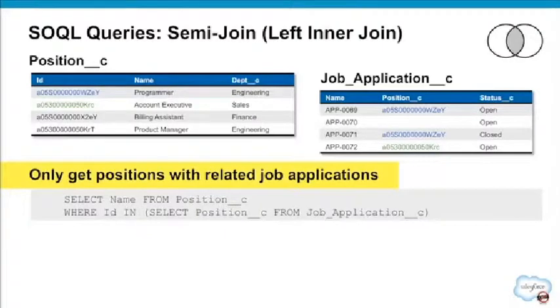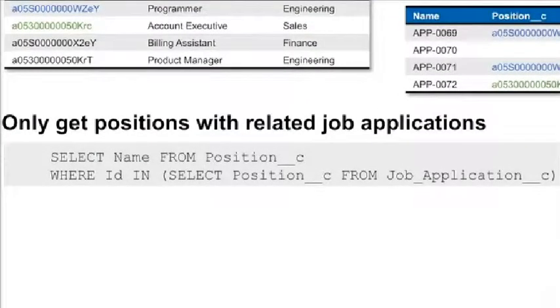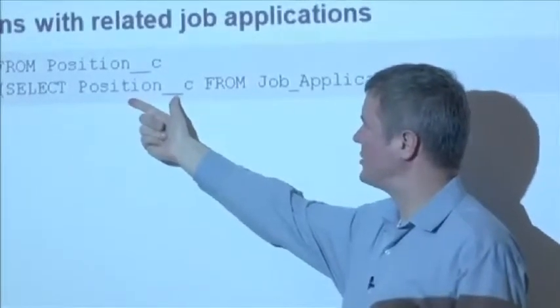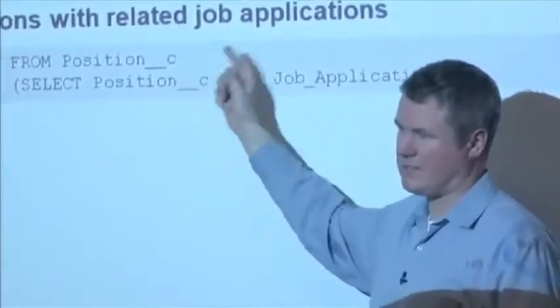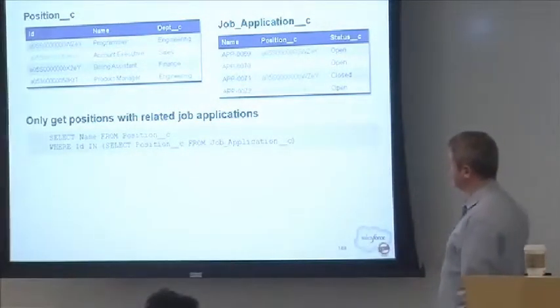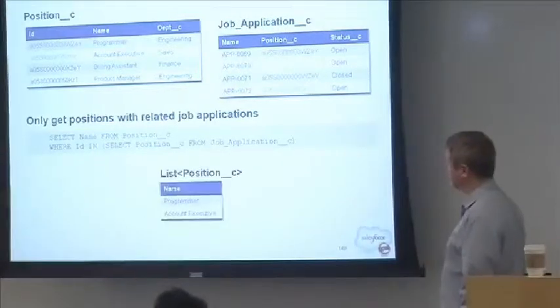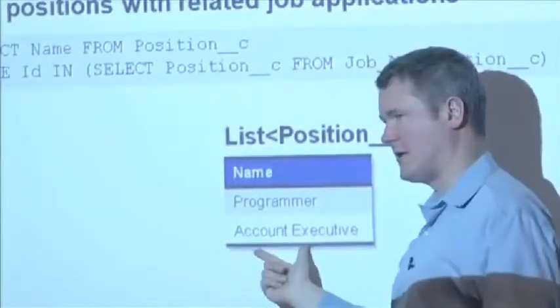So we're going to select from position, and then do our where clause, where the ID of the position is in the result list that we get back by doing this query. This is going to select the position ID from the job application table, return a list, and we're going to use that list to filter our positions. In this case, we're going to get back our blue and our green IDs from the job application table. Because we're selecting from position, we get back our programmer and account executive, our list of positions. Okay?